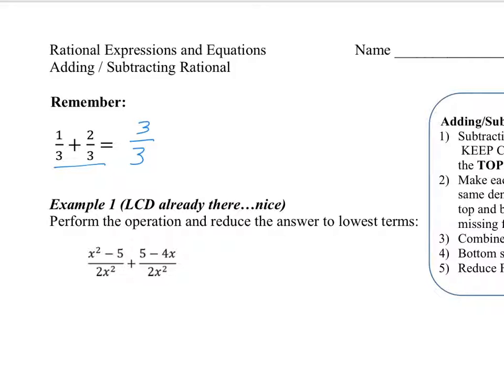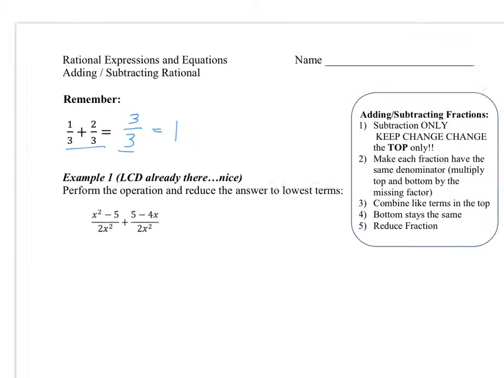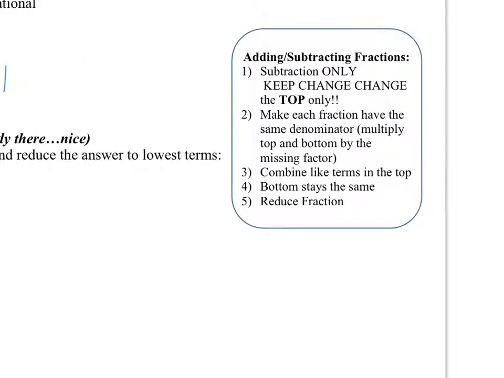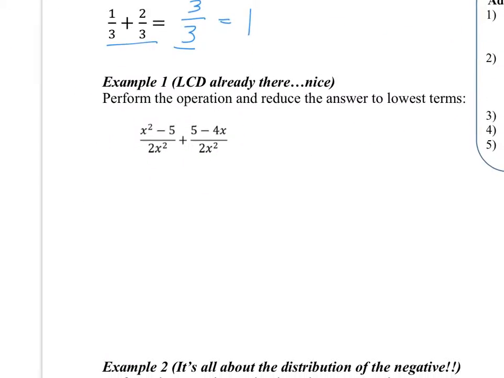So remember, this bottom number stays the same because the top is the one that changes. The top is counting. And then we reduce, and all is fun. So that's the basic idea. First thing we've got to do with adding and subtracting is, if we subtract, we have to find our common denominator. Okay? Combine the like terms, and the bottom stays the same. Okay, and then we reduce if we can. So let's try it out.